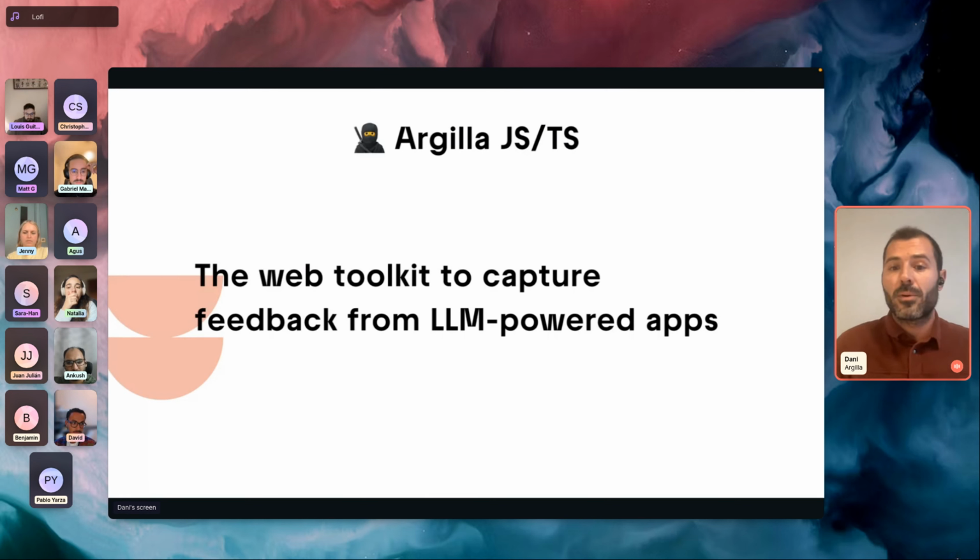So you can imagine that you can embed components to capture feedback directly from those applications and send that data into Argilla, so you can have a centralized repo with all the feedback coming from these applications, also from the experiments from the AI team and even from LLMs in production.